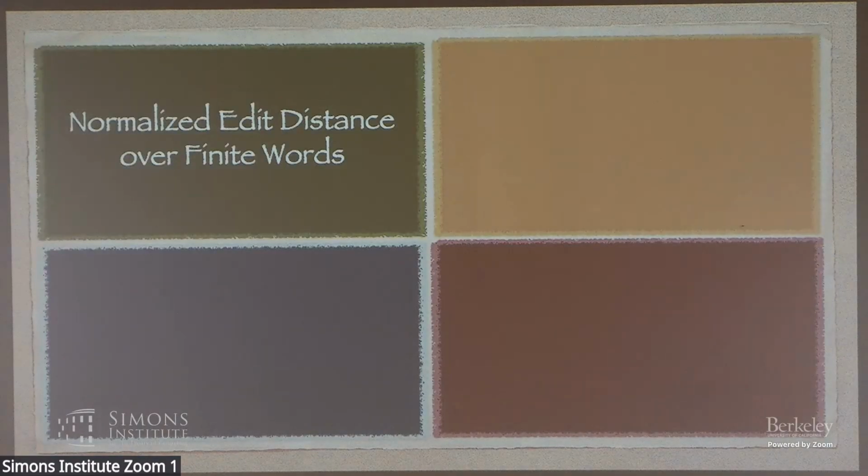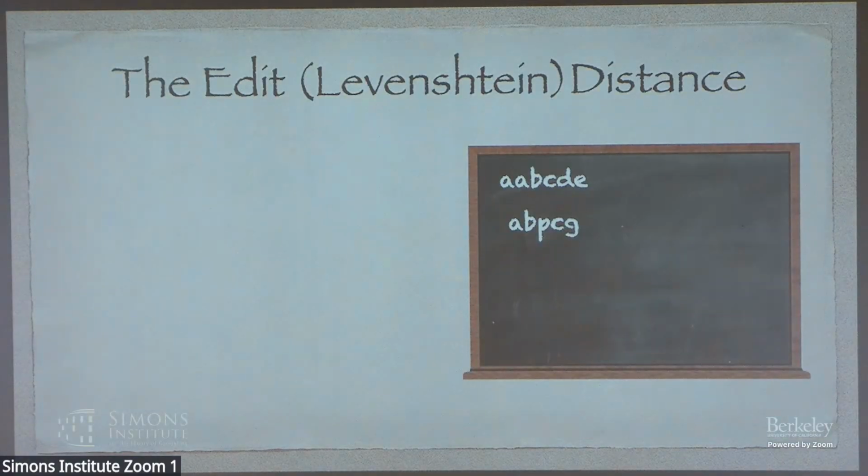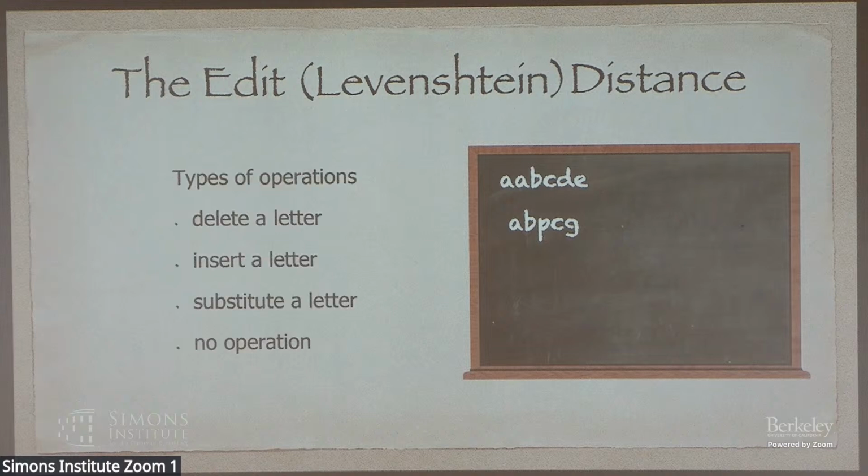All right, so edit distance on finite words. Okay, so what's the Levenshtein distance? It basically asks how you can transform one word into another word, while what you have at your disposal are four types of operations. You can delete a letter, which I'm going to denote using X as a keyboard shortcut. You can insert a letter. You can do substitution, substituting one letter with another, or you can do nothing, okay?